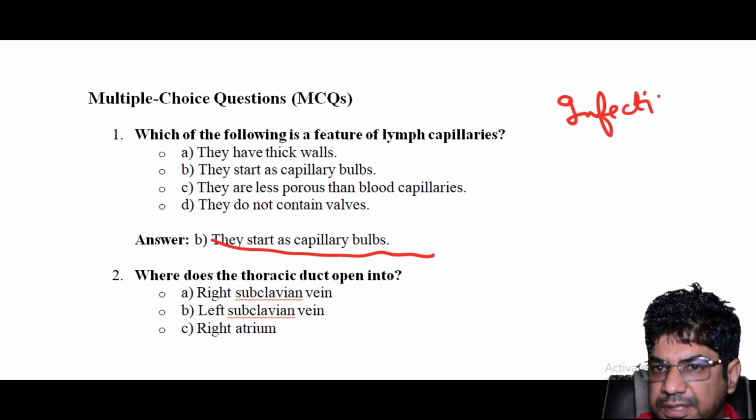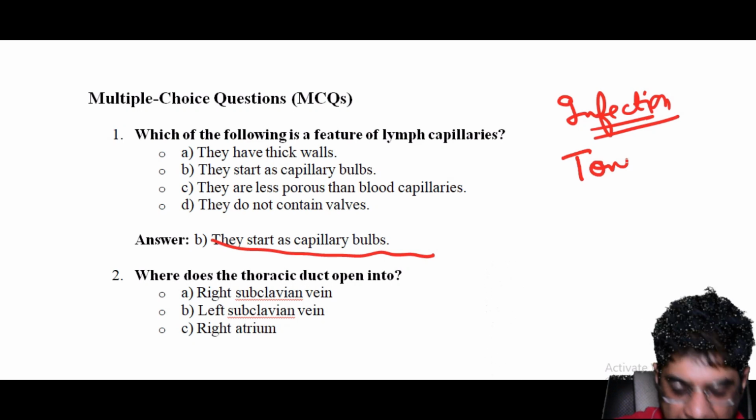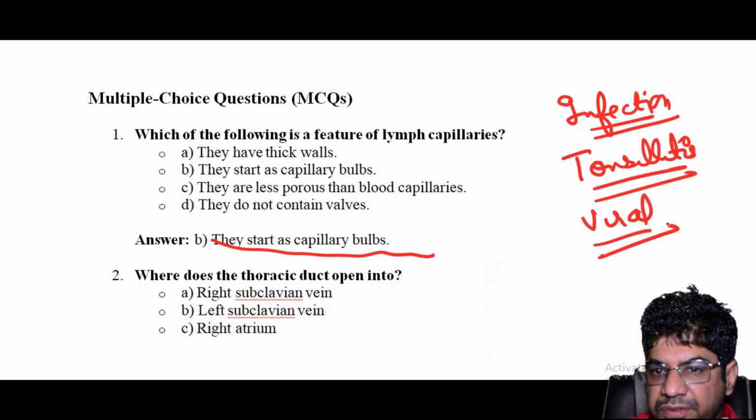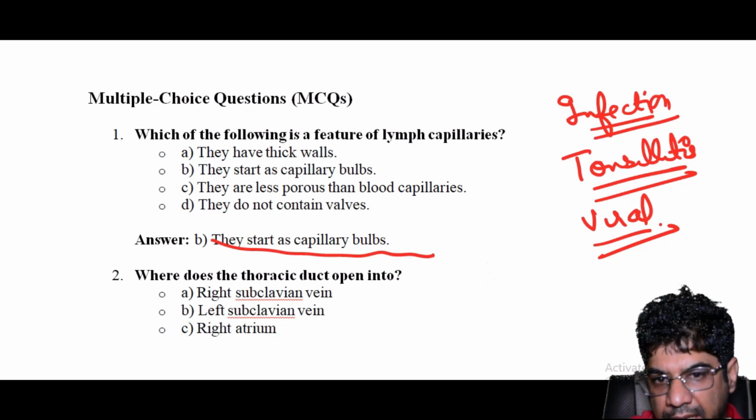Now let us discuss what could be the cause of lymph node swelling. It could be infection, like swelling of the lymph nodes that can occur with a skin infection of the arms, or it can occur due to tonsillitis, throat infection, or a viral infection like glandular fever. So what infection causes swelling of lymph nodes in the neck? The answer would be tonsillitis.